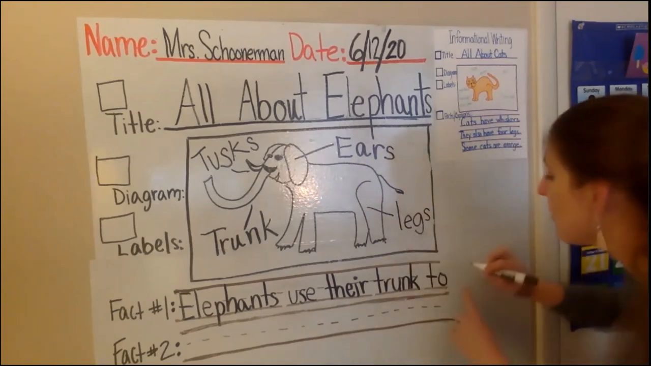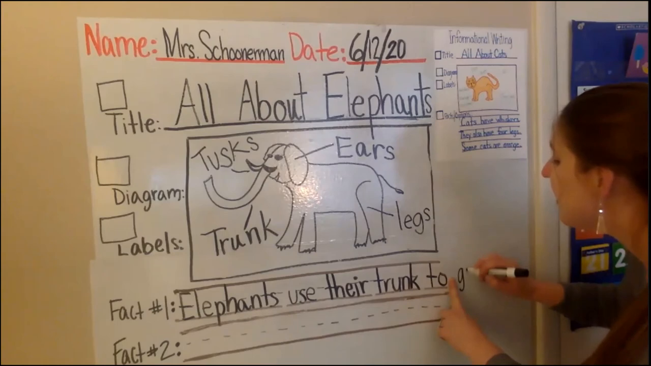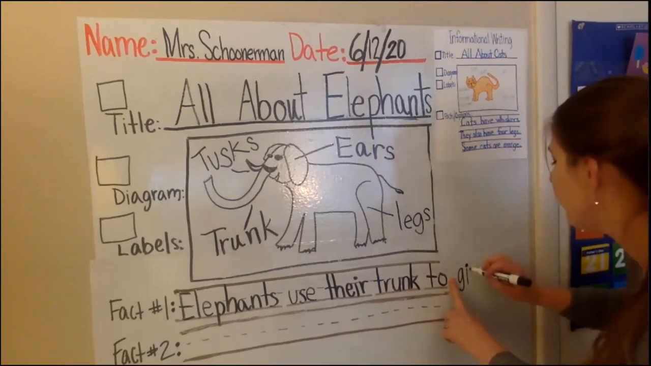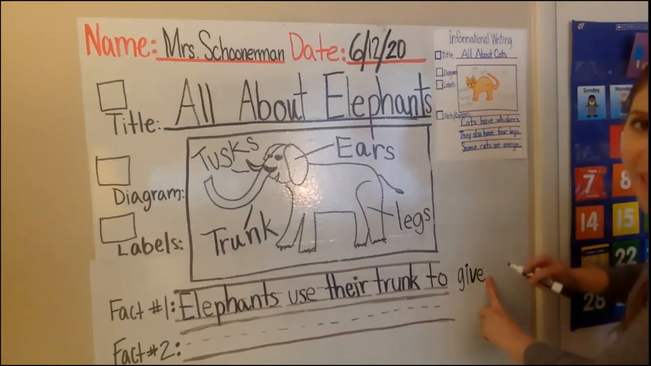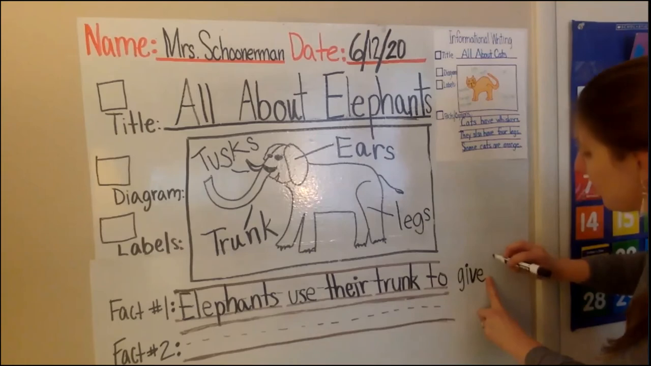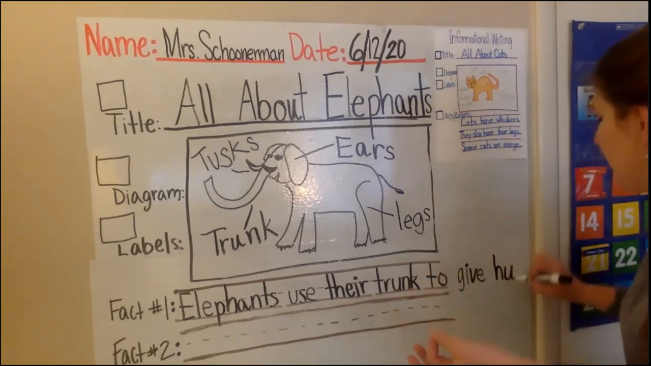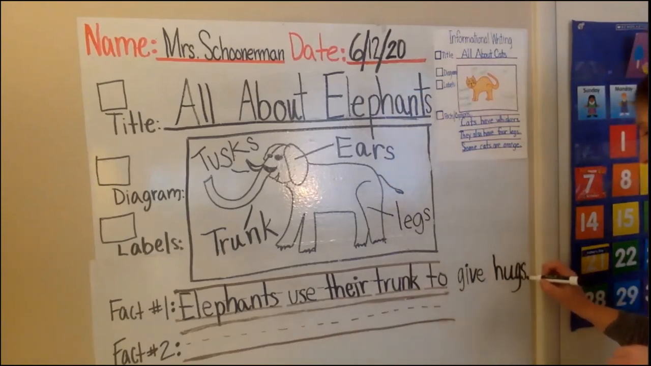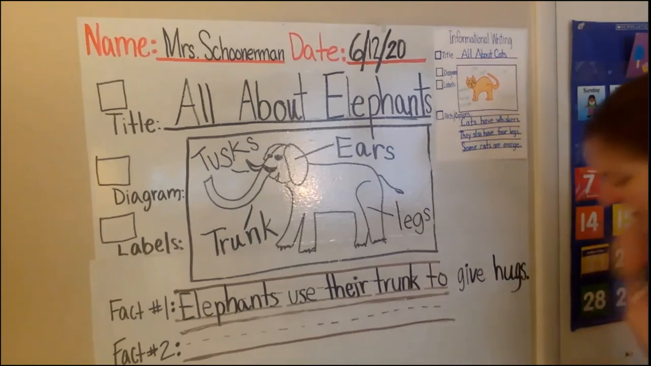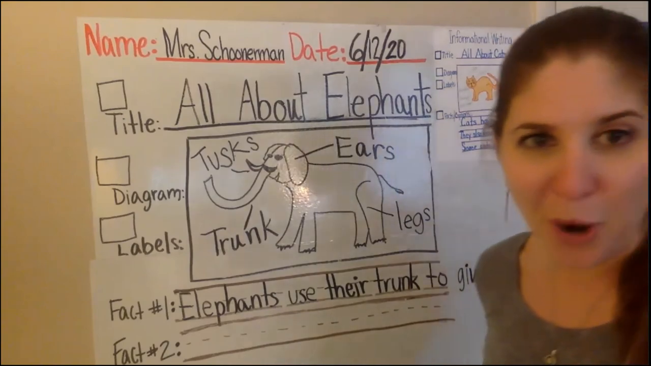Okay. Use their trunk to give. So leave a finger space. Give. G. I-V, and it has a silent E at the end. Use their trunk to give, leave a finger space. This is the last word in our sentence. Hugs. H, hug, so there's a U, hug, G, hugs, S. And don't forget the period at the end. We add punctuation to the end of our sentence, to the end of our thought, to say that it is all done.